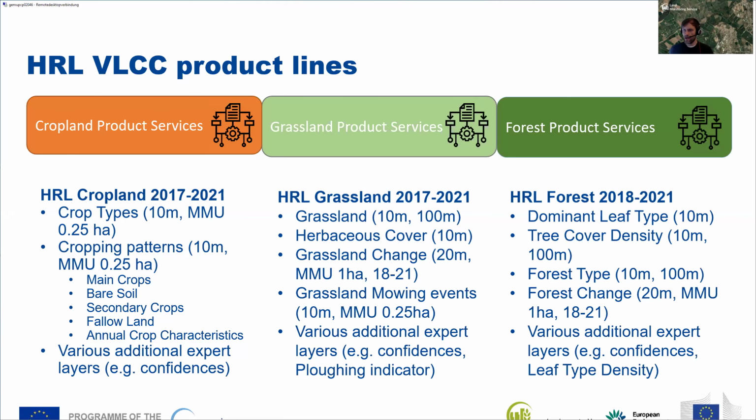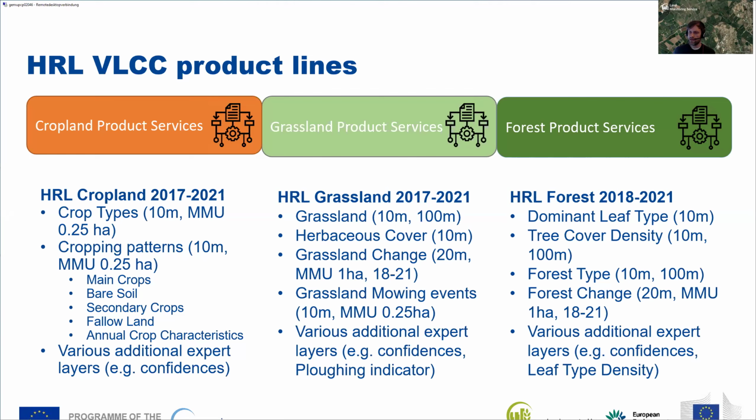And then last but not least, the forest products. Here the main products are the dominant leaf type with 10-meter resolution and the tree cover density product in 10-meter and in an aggregated version of 100-meter.